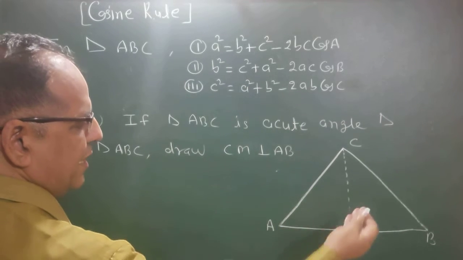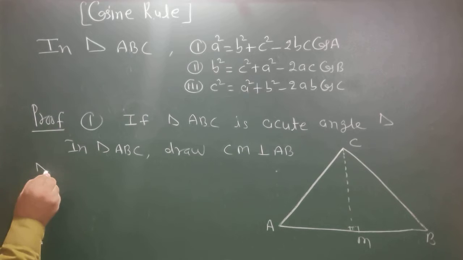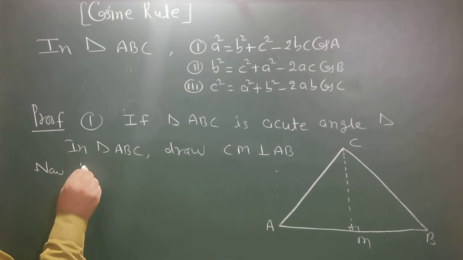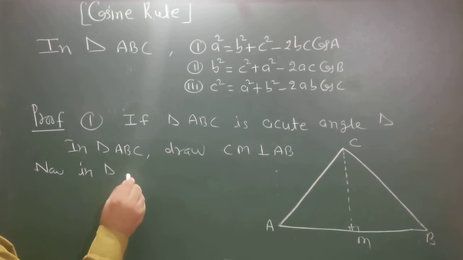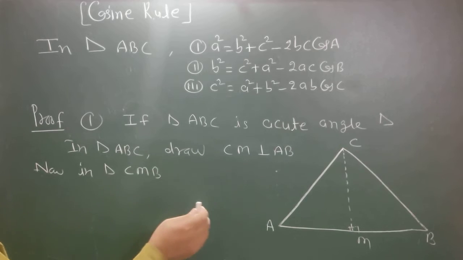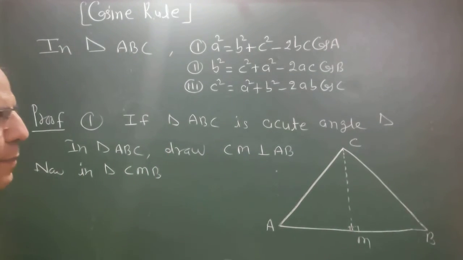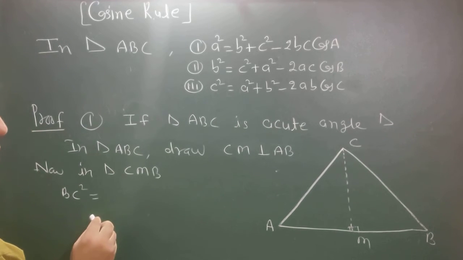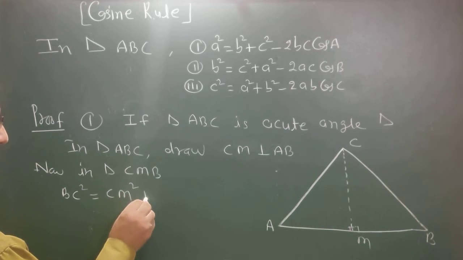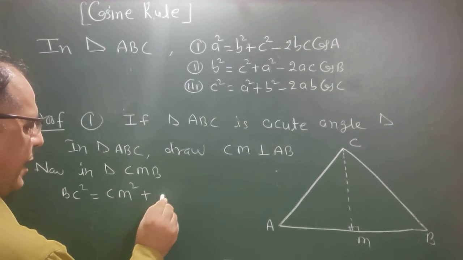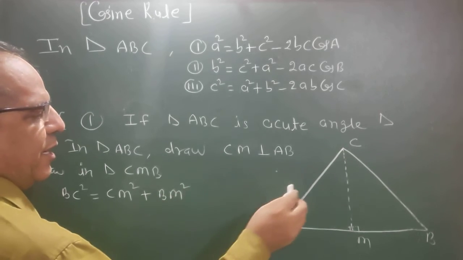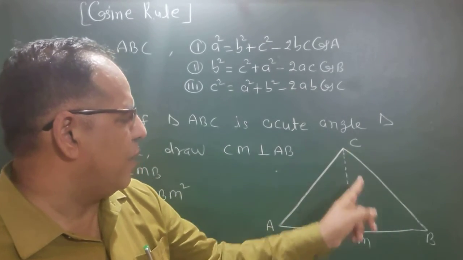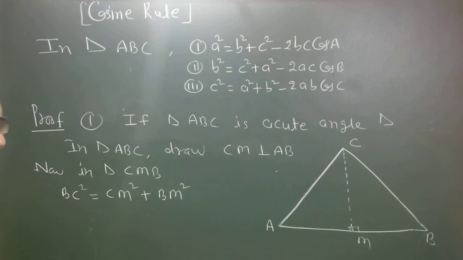So here we have two right angle triangles. In triangle CMB, which is a right angle triangle, apply the Pythagoras theorem. So we have BC square equals CM square plus BM square. In the right angle triangle CMB, BC is the hypotenuse, so BC square equals CM square plus MB square.